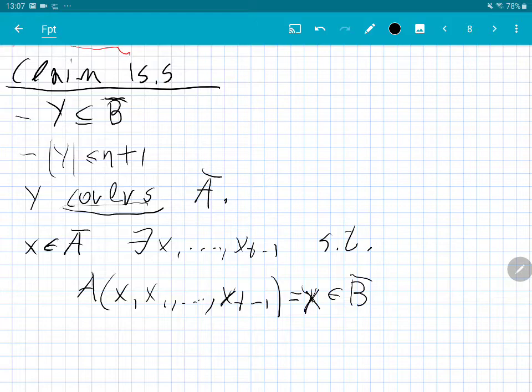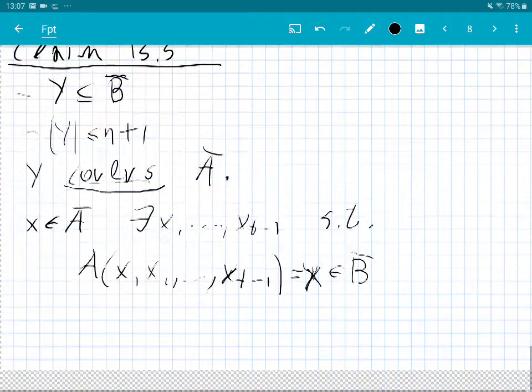So essentially what it says is that for every string that is not in A, we have a string in Y which proves it. We can guess those other strings, and A together with those strings would map into the string y, which we know is not in the set. So that's really what it means.